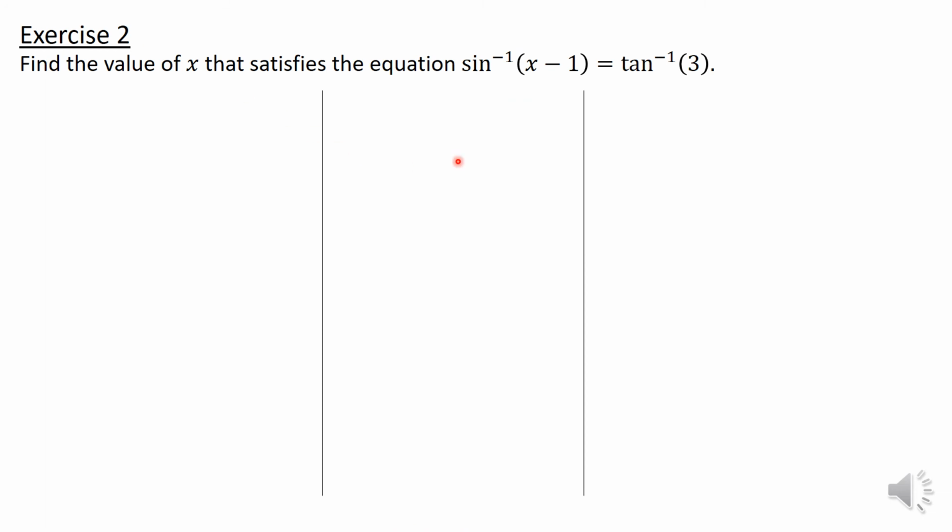So I have a second exercise here. The question says find the value of x that satisfies the equation, the inverse sine of x minus 1 is equal to arctangent of 3, or the inverse tangent of 3. Well, here you can go ahead and use your calculator. I'm going to use two different scenarios, where we have our degree mode as well as our radian mode.